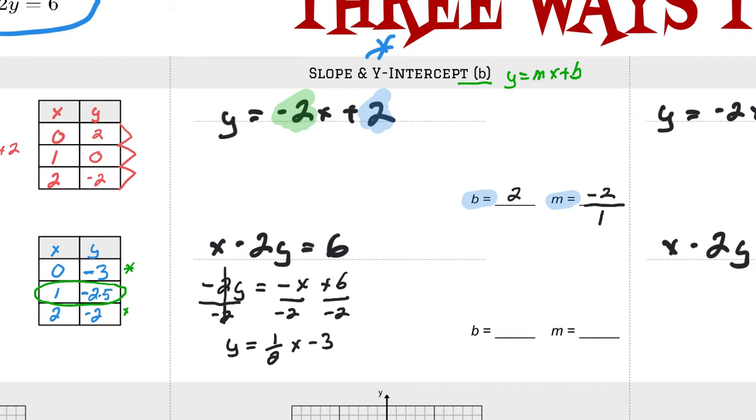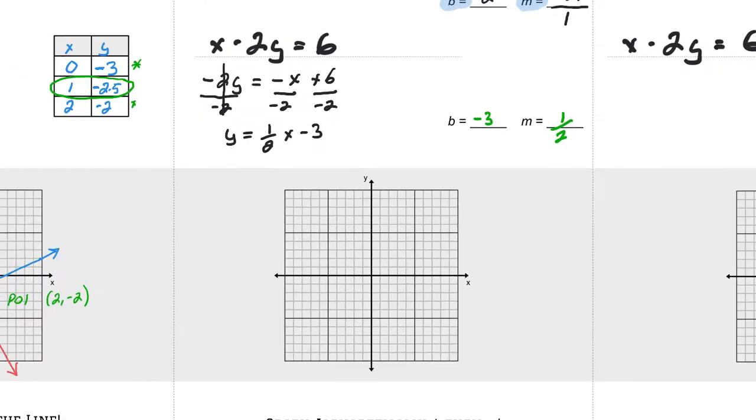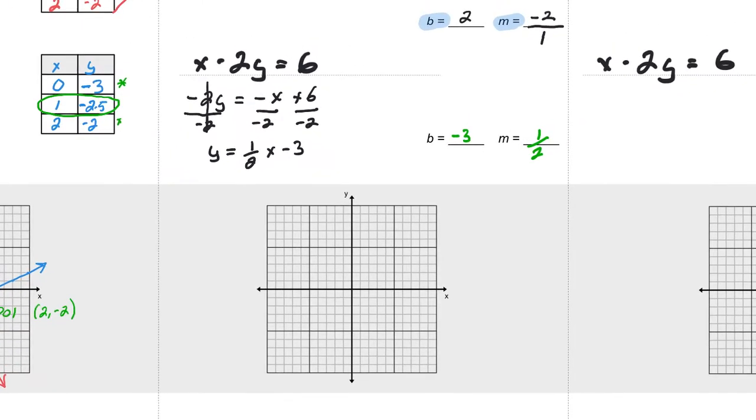Then b is -3, and m is 1/2. And I have my rise over my run. So to graph this now, I'm going to go alphabetically: b and then m.